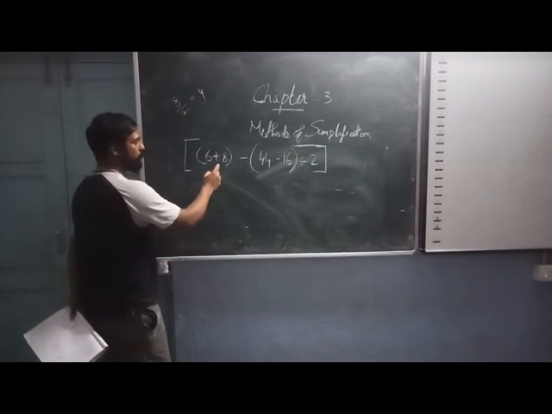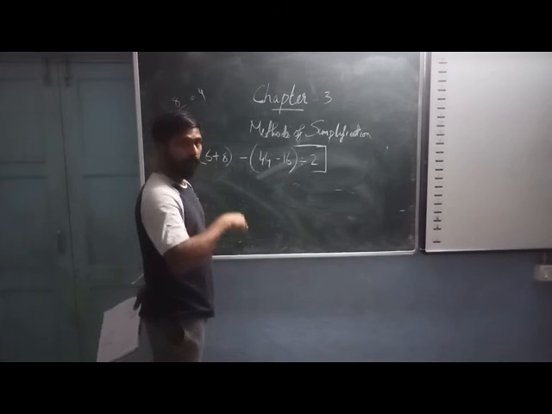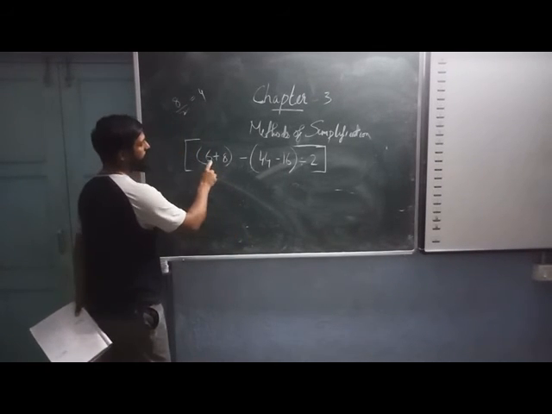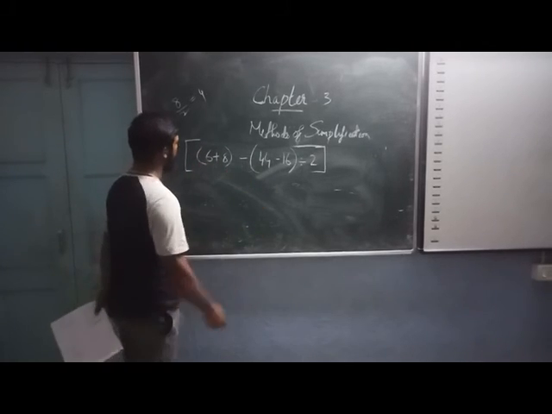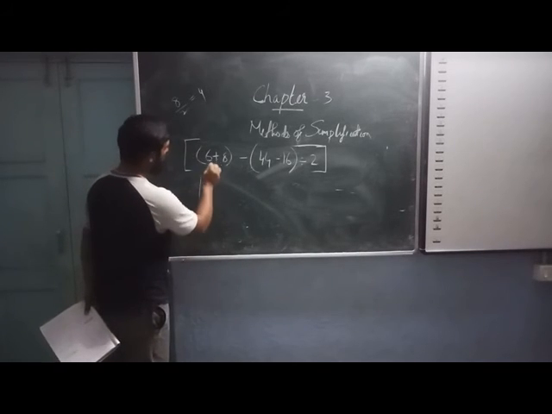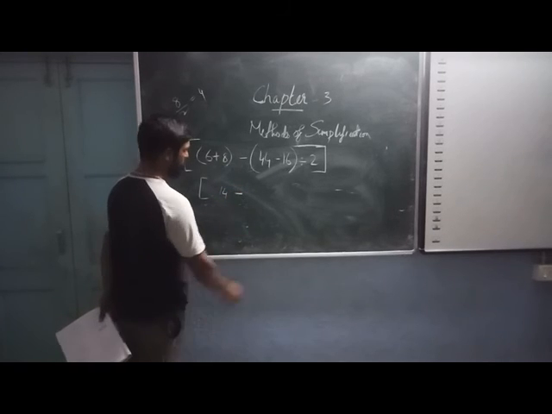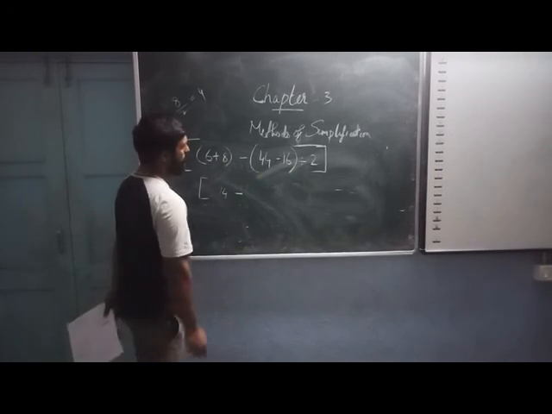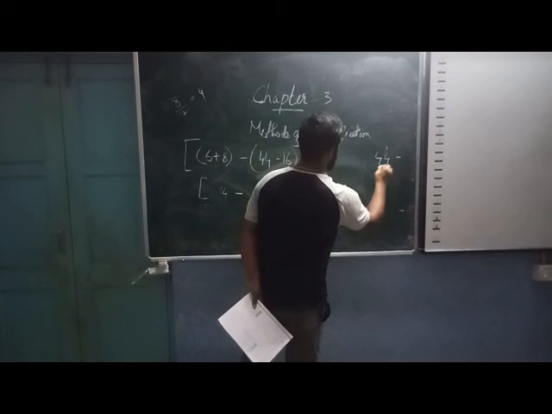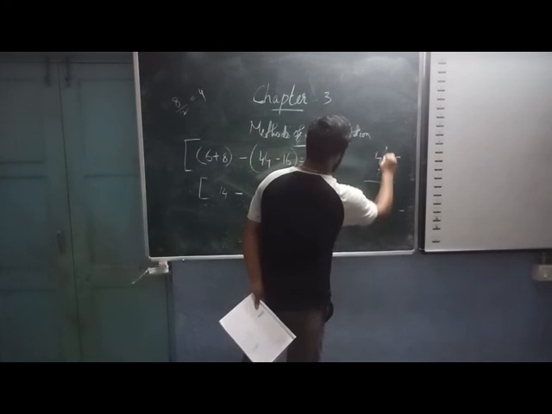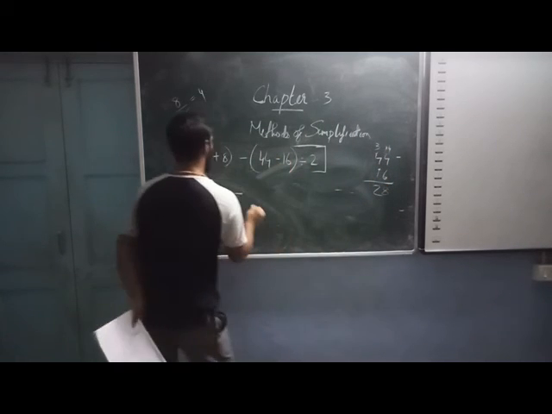First of all we have to do the operations in the brackets. We don't look into the order of simplification, but when there is a bracket, always do first what is in the bracket. So what is in the bracket? Here we have 6 plus 8, which is 14. Now we have to subtract 44 minus 16, which gives 28.